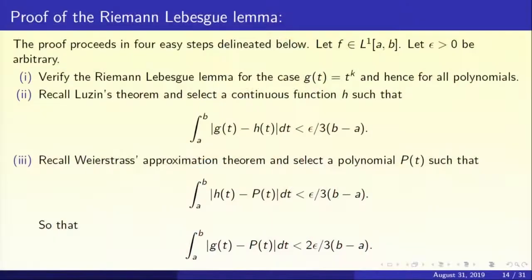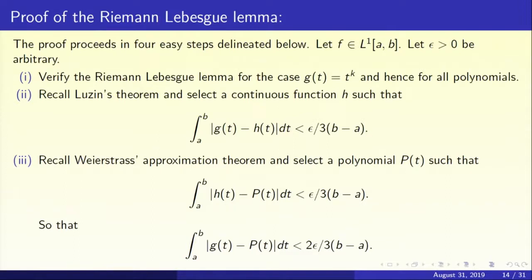So now let's move on to the proof of the Riemann Lebesgue lemma. Remember that we use the Riemann Lebesgue lemma often in this proof. At many places we use the Riemann Lebesgue lemma, and so we must look at its proof. The Riemann Lebesgue lemma is really very easy to prove. The proof proceeds in 4 easy steps. So what is given to you? The function that is given to you is in L1 of [a, b]. So let epsilon greater than 0 be arbitrary.